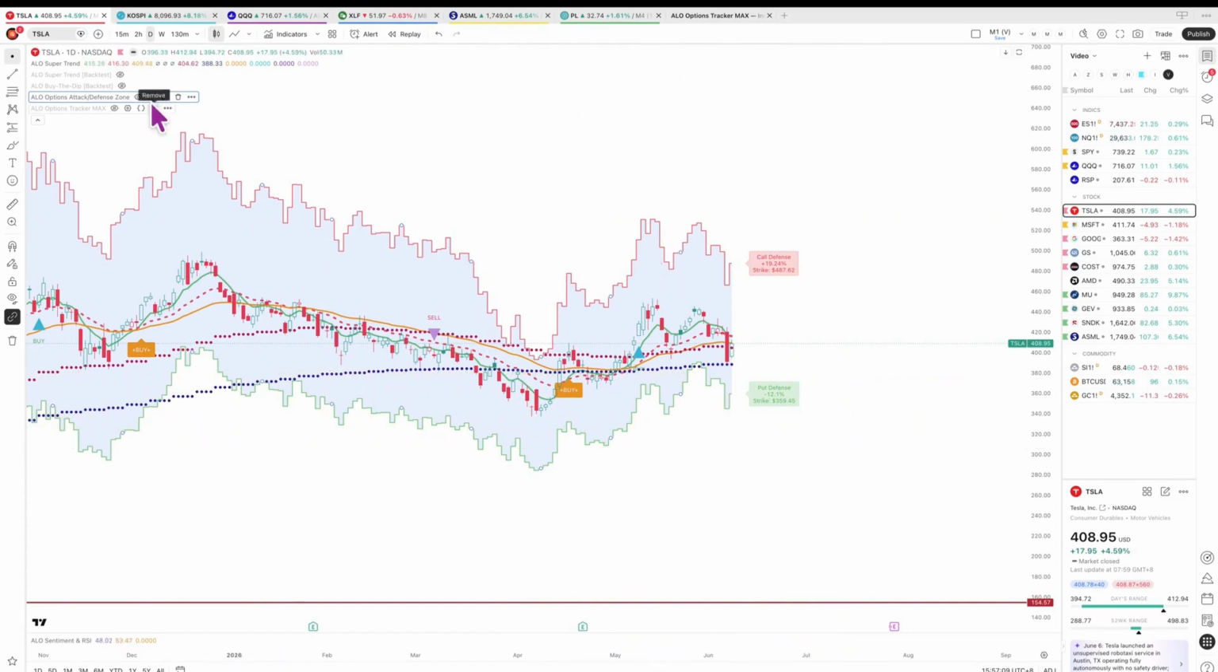So this is my introduction to the ALO option attack defense zone. Next up, it's about how I manage all my options. TradingView, a useful tool.